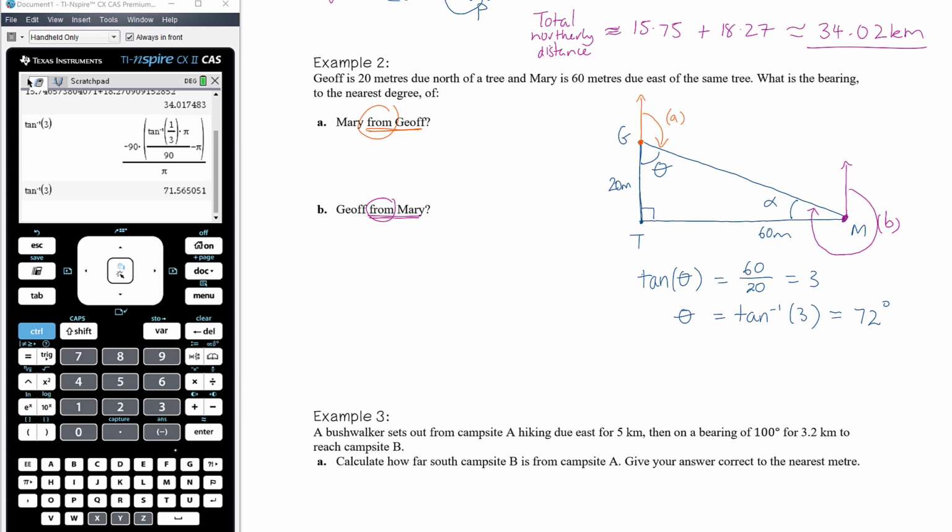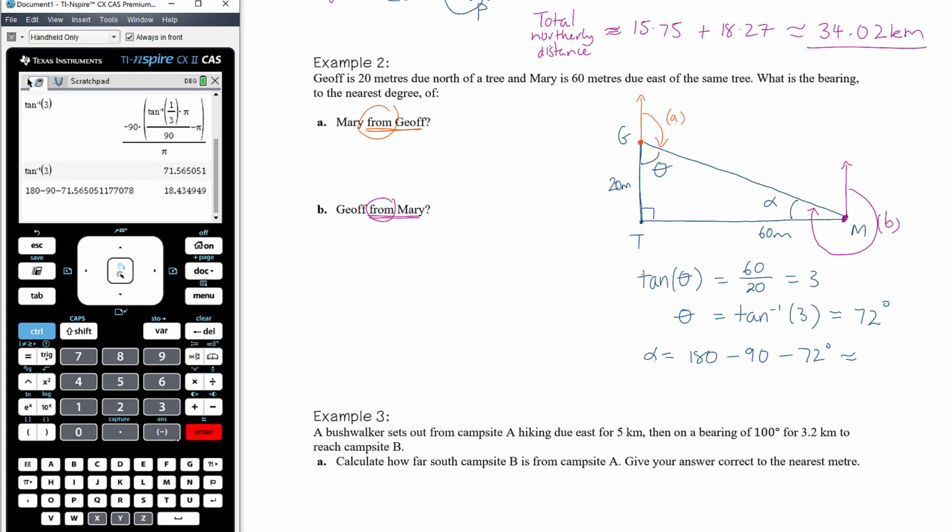And then we can either use tan theta equals 20 over 60 to find alpha, or we can just use the fact that alpha is going to be 180 degrees minus 90 degrees, which is the right angle, and minus theta, which is 72 degrees. Okay, so 180 minus 90 and minus this angle I've just found here. So again, to the nearest degree, that is 18 degrees. Okay, so we've now got that this is 18 and this is 72.